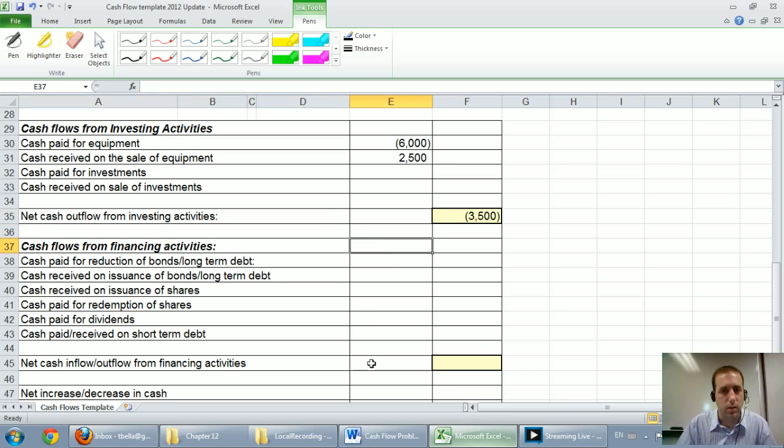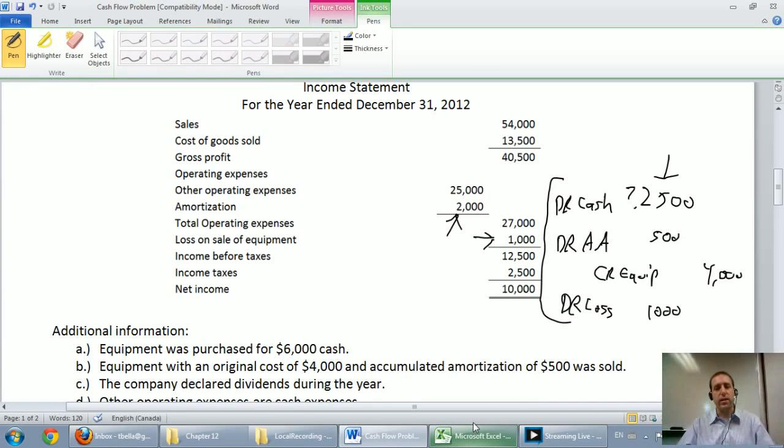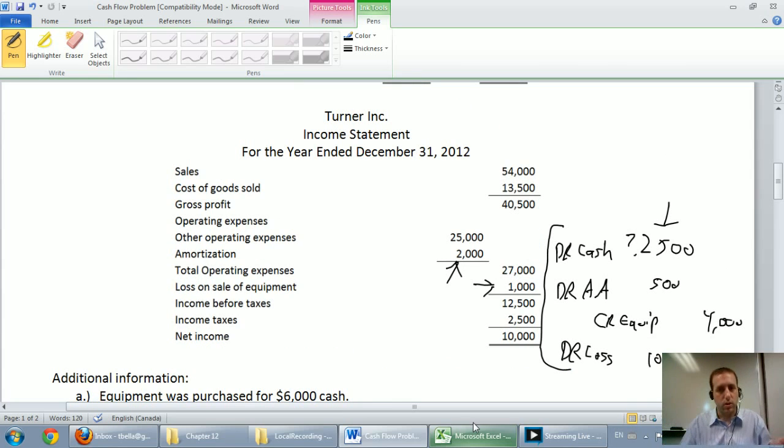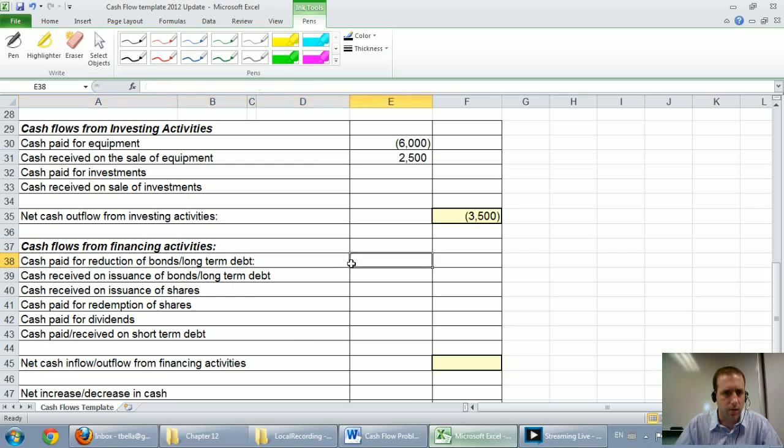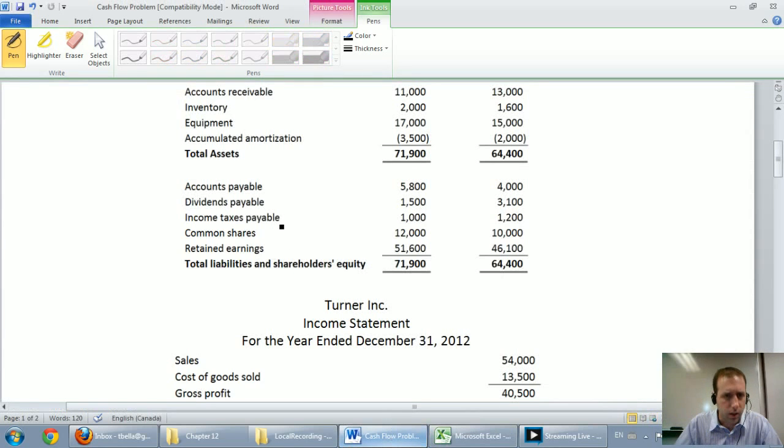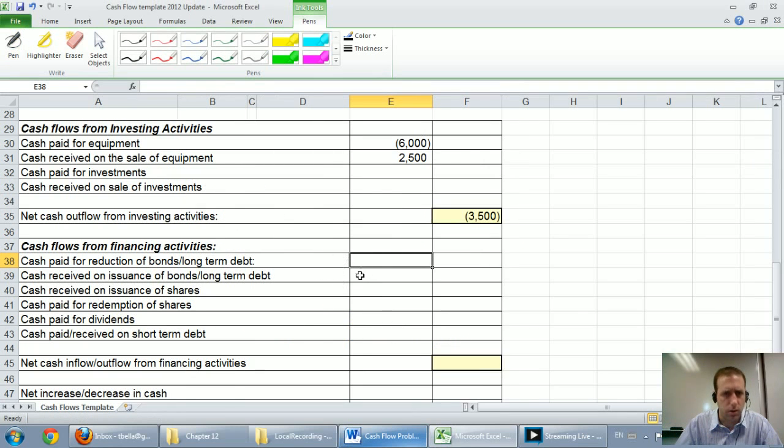Let's do the financing section now. So in the financing section, we're tracking changes in equity. I'm looking for actually changes in long-term liabilities as well as equity. So I'm looking for new loans or paying off of old loans. I'm also looking for share issues, and the final thing I'm looking for is dividends. So let's go through our template. Cash paid for reduction of bonds and long-term debt. In terms of payables, we have only short-term liabilities in this company, so there's no bonds or long-term debt. But if we did issue bonds or long-term debt or repaid it, we would deal with them there.